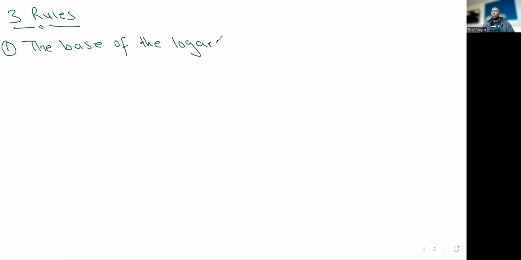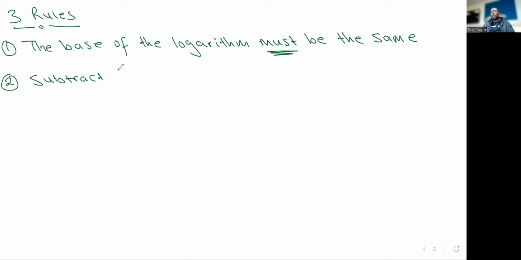All right, let's talk about the 3 steps or the 3 rules on how to use the division law. The first thing you have to do is that the base of the logarithm must be the same. It's compulsory that the base must be the same. Number 2 is that when the bases are the same and you're dividing, you then subtract the individual logarithms.